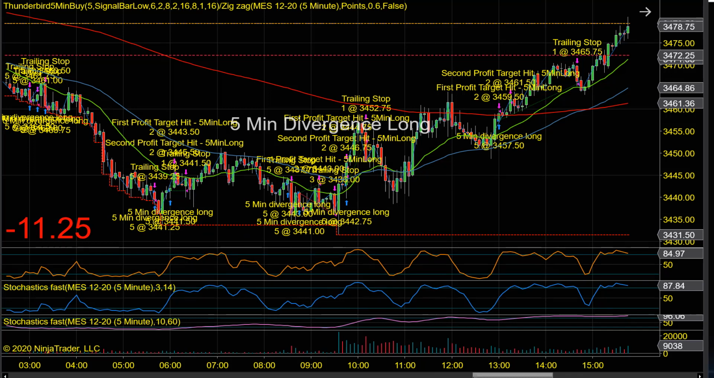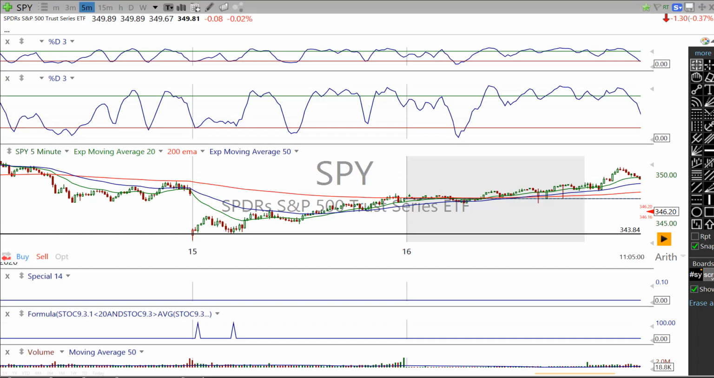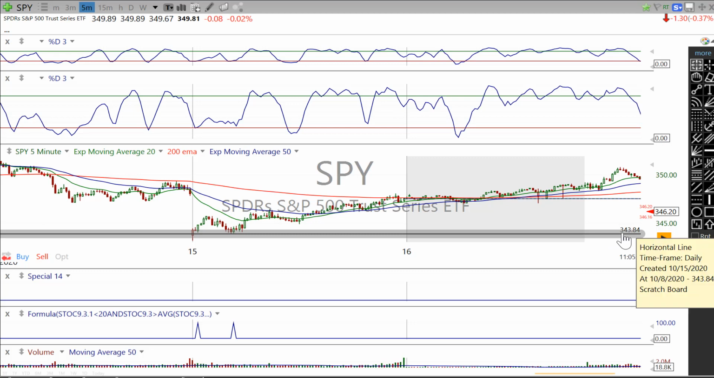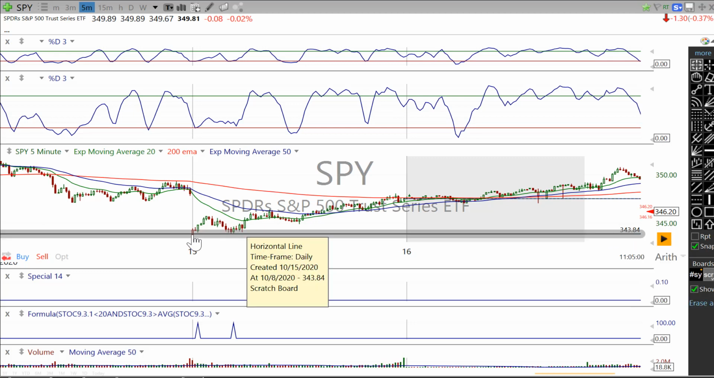All right, so you go to your SPY. You find out where your SPY is trading at that time. And remember, this is actually the micros or the S&P it's tracking. At that time we were trading about $343 at the open, or it gapped down. All right, it gapped down.